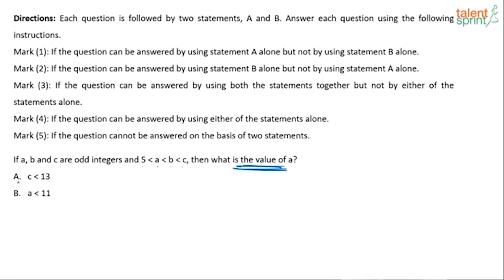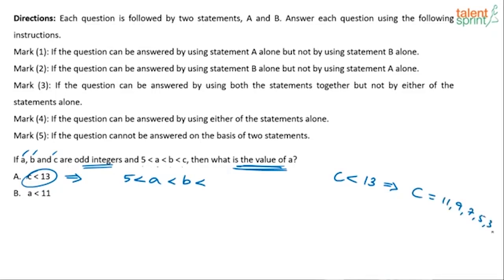Look at this. Statement A says C is less than 13. Be very clear: A, B, C, all three are odd integers and C is less than 13. Now what does it mean? We know 5 is less than A, less than B, less than C. So what are the possibilities? C can be 11, 9, 7, 5, 3 and so on. However, we know that C is greater than B, B is greater than A and A is greater than 5. So C cannot be 5 or 3. C can be 11, 9 or 7.